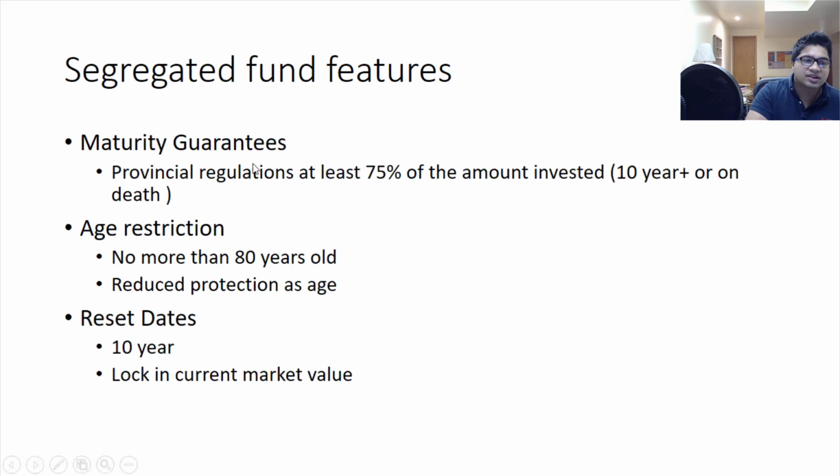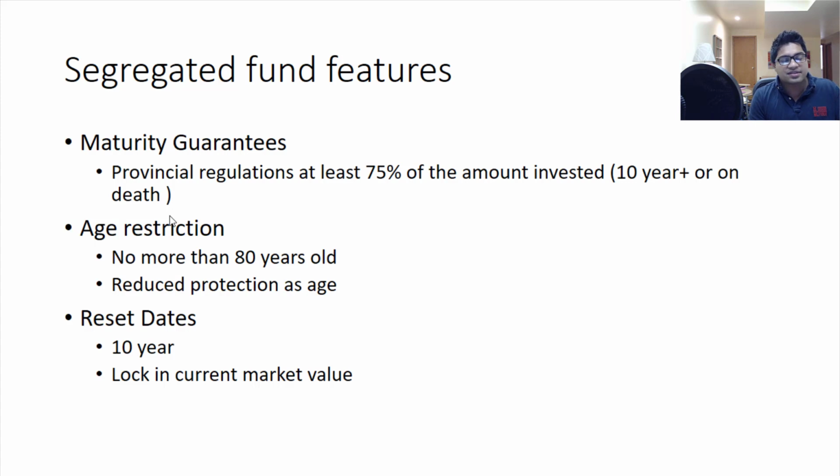Now features of segregated fund. So there are maturity guarantees. Provincial regulations say that at least 75% of the amount invested in a 10+ year period, or on death, is guaranteed. So provincial regulation says a minimum of 75% of what you invest in a segregated fund, if the maturity is after 10 years or in case of death, is guaranteed. Now most segregated funds have a much higher guarantee than that. They generally have a 100% guarantee.